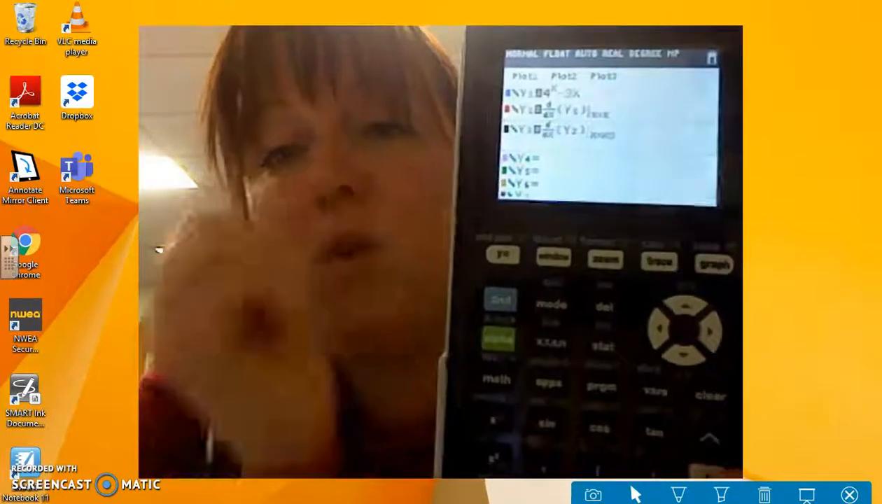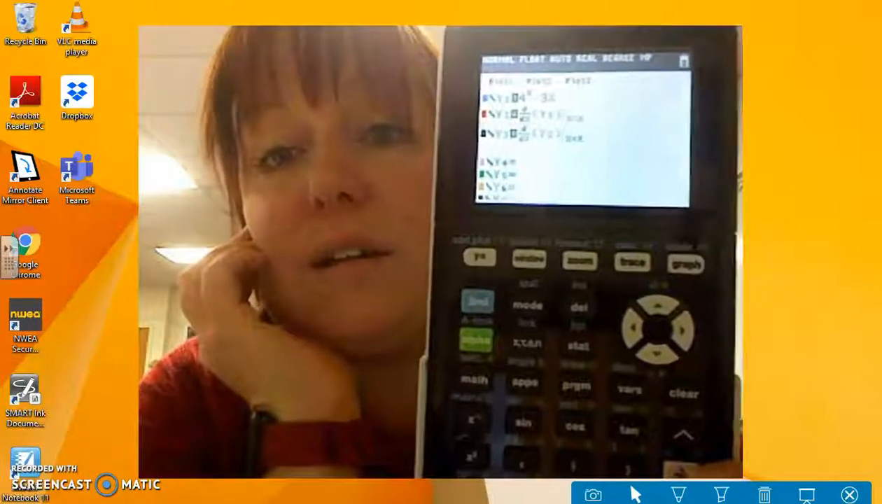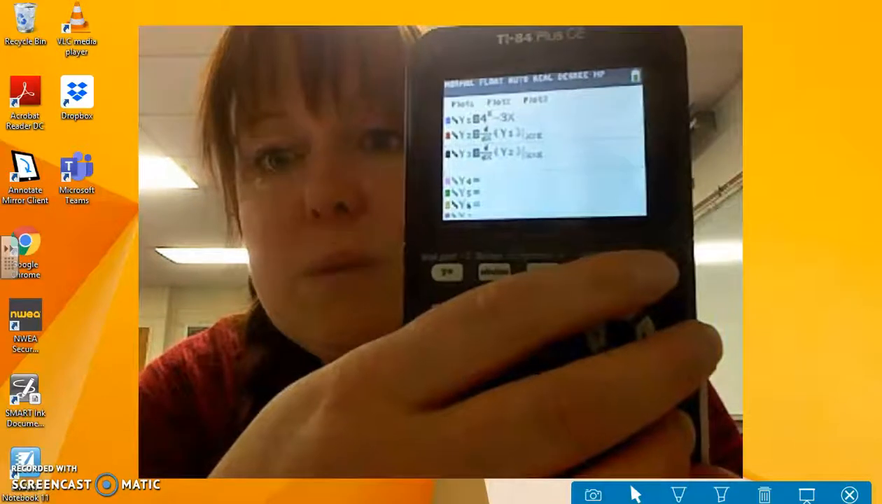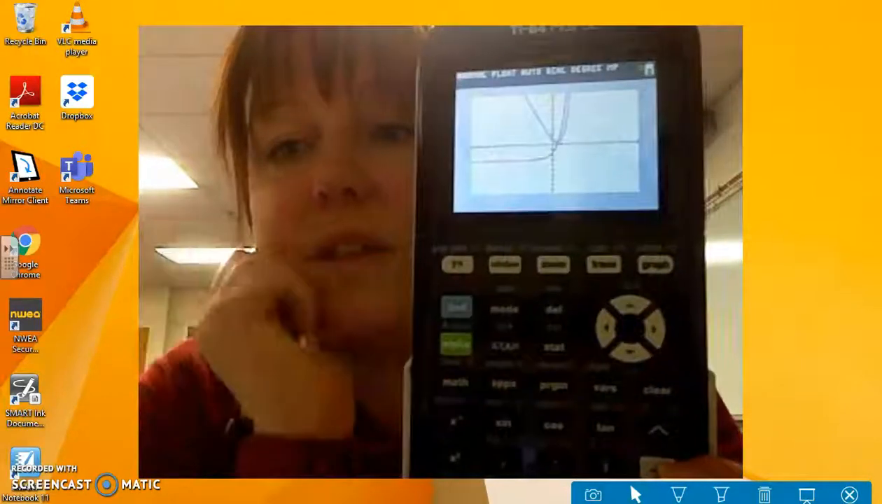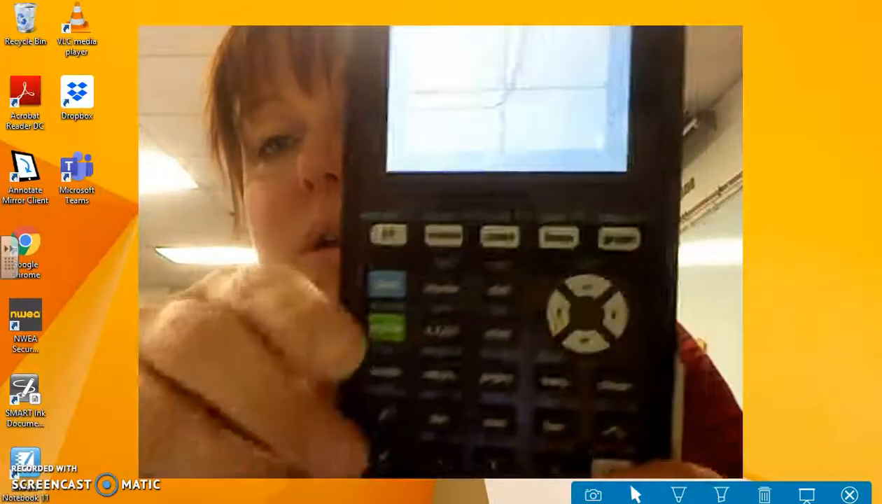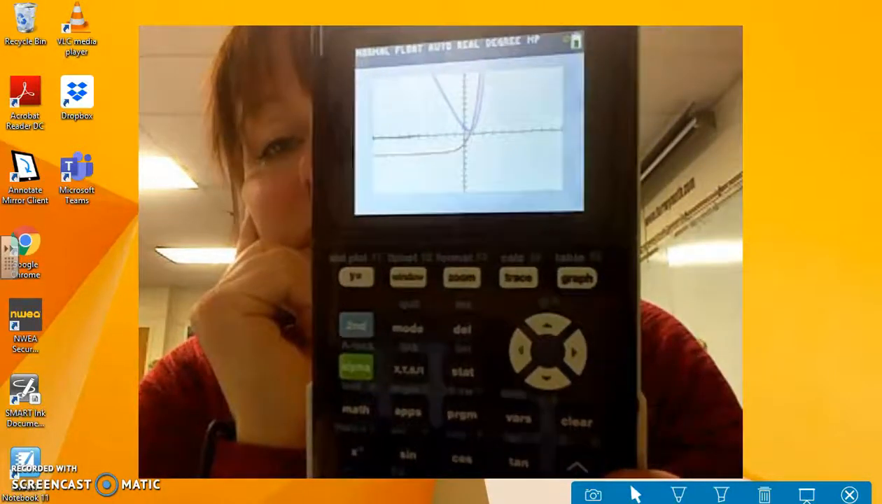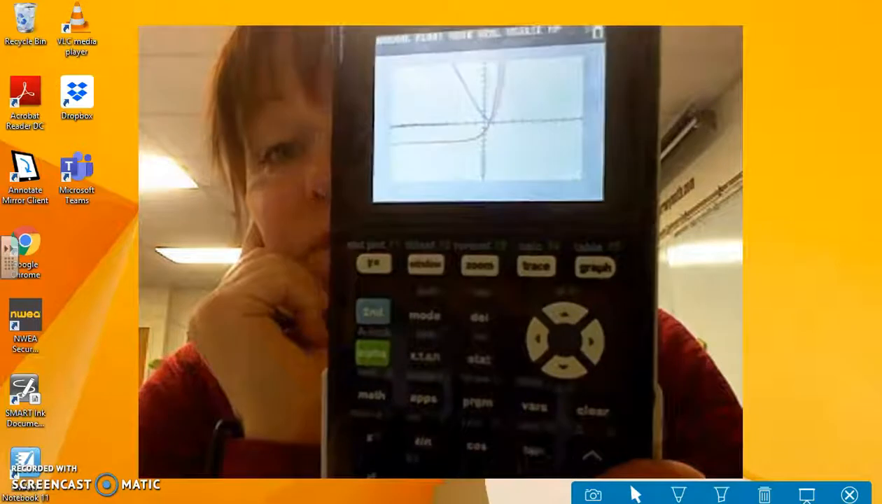Now, remember, if you have the older calculator, we can go through that in class, how to put this in, okay? But it's the same process. It just looks different than this, okay? It's just a different order. So now it's graphing the second derivative. It's graphing it for us.